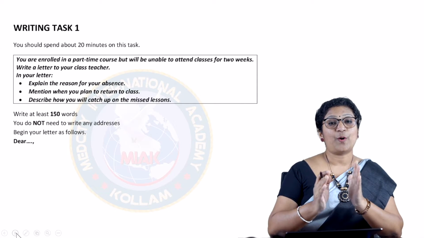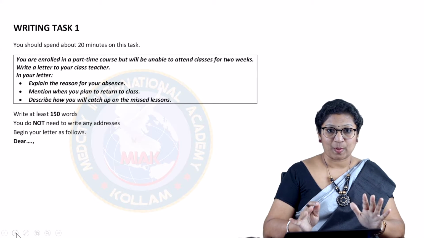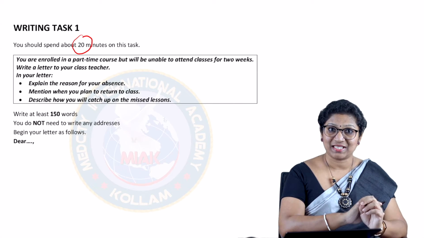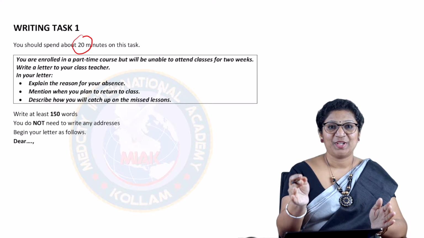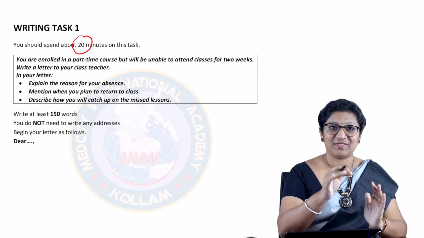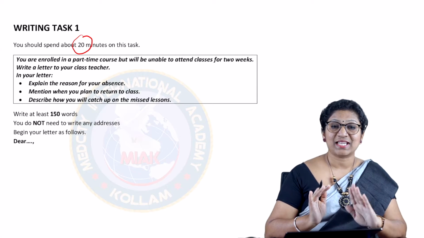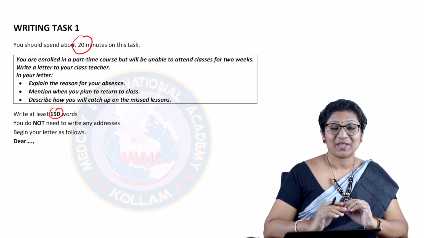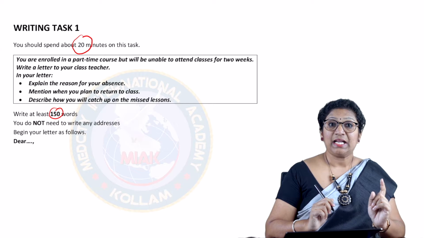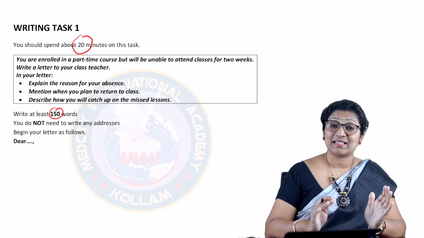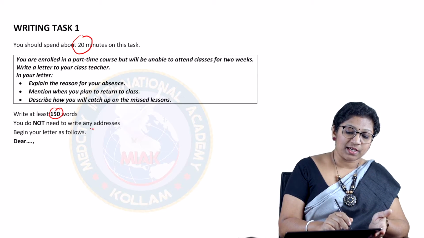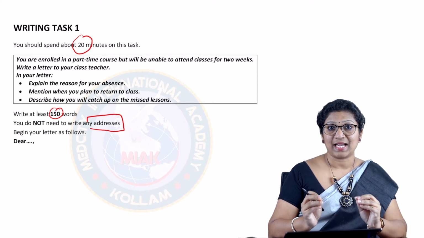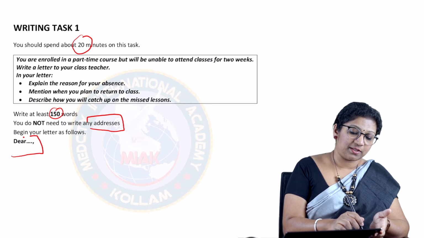Now we have all the basic instructions of task 1 even in a letter writing, like the 20 minutes that's assigned for the task. So out of the 1 hour's time, you take your 20 minutes to solve the letter. And the instructions given at the bottom of the task, which says write at least 150 words. That is also a common instruction. And another thing you have to be careful about is in IELTS letter writing, we do not require to write any addresses. And we can directly begin our letter with the salutation, dear.